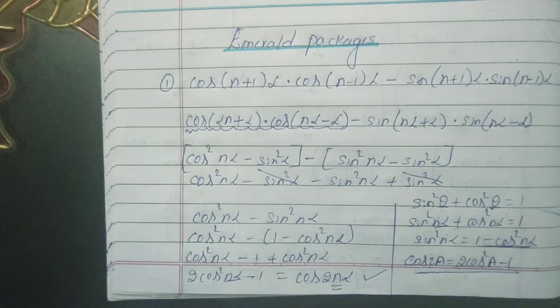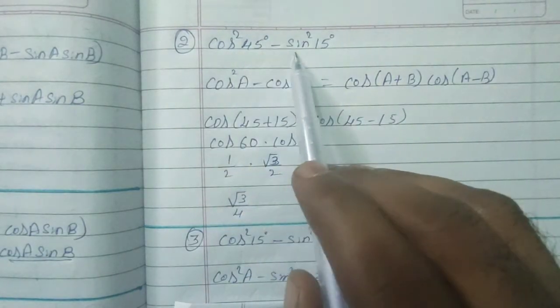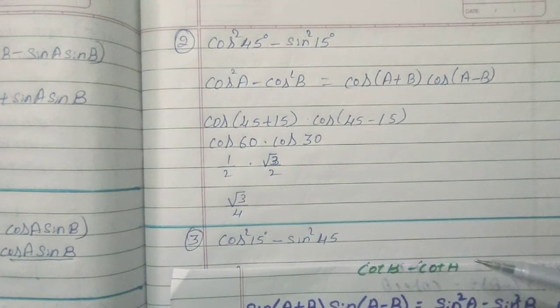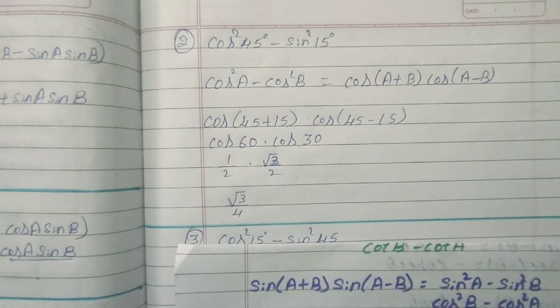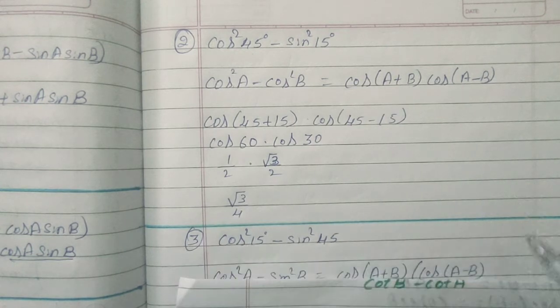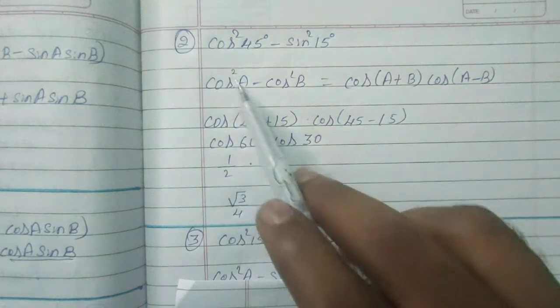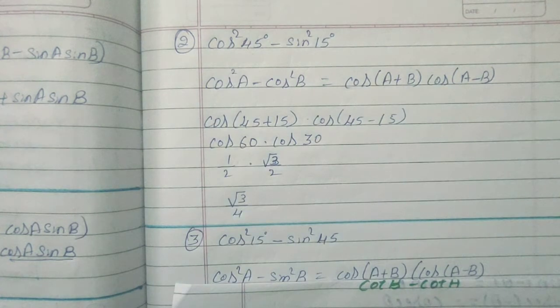Okay? Next question. Cos square 45 minus sin square 15. So cos square 45 minus sin square 15. By looking at this you will remember one formula, cos(a+b) cos(a−b). What is the formula? Cos square a minus cos square b. Yes or no? Cos square a minus cos square b.